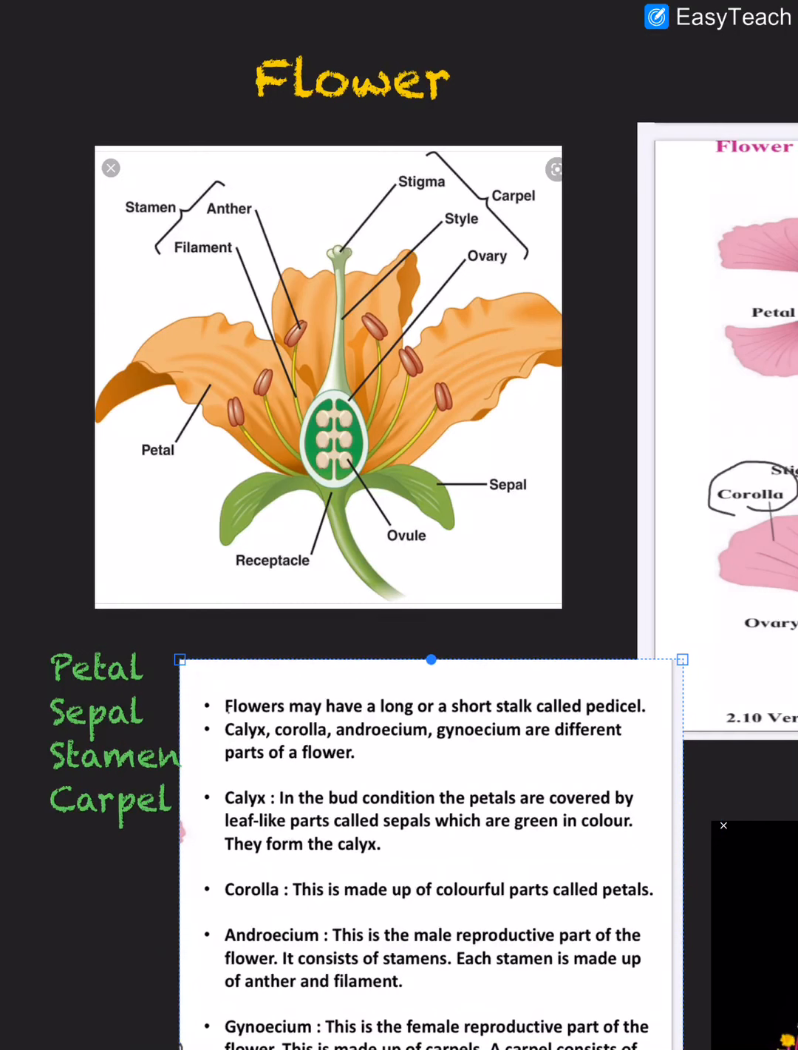A flower may have a long or short stalk called pedicel. You can see the stalk of a flower, this part is called pedicel. And calyx, corolla, androecium, gynoecium are the different parts of a flower.